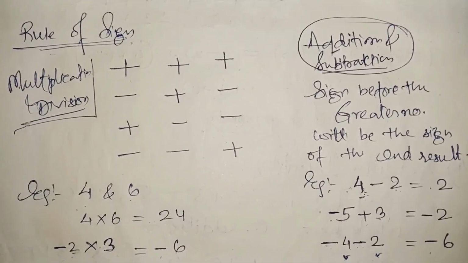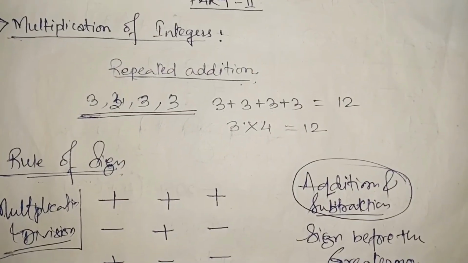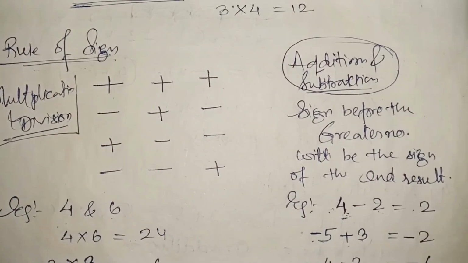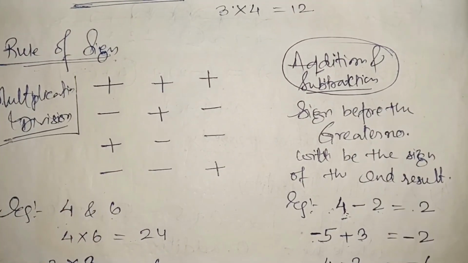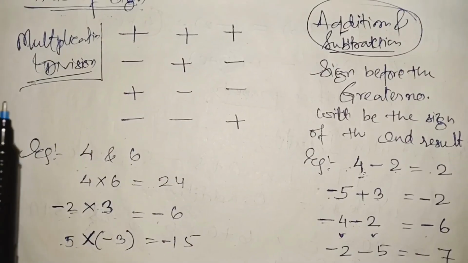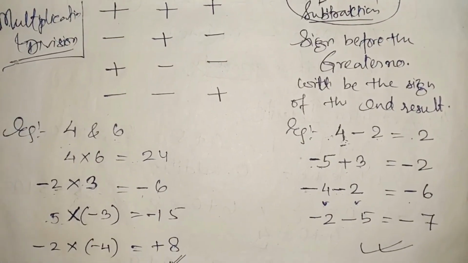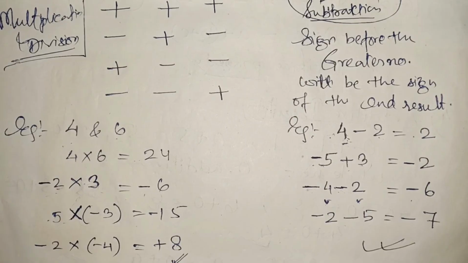Okay, you can see here multiplication of integers. This is the rule of sign for multiplication and division, and this is for addition and subtraction. You can pause the video and look at it carefully.